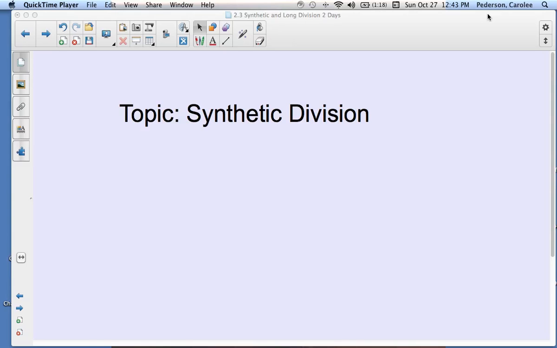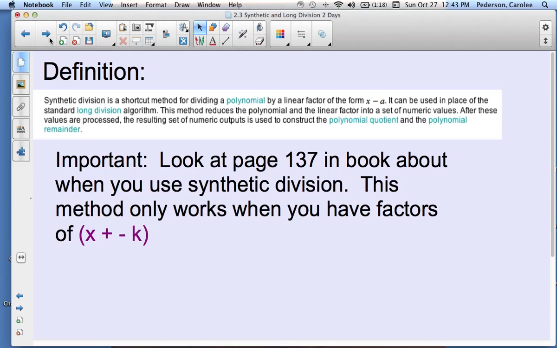This topic is synthetic division. Please make sure you look in your book on page 137 with the explanation that you can only do synthetic division when you have factors that are x plus or minus some constant. The definition you can read on your own too.